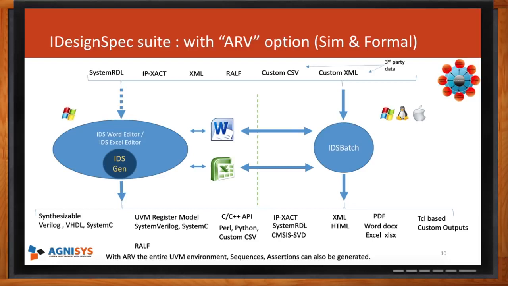Right. And actually, in order to solve that problem, what we've done is create ARV, which basically generates the entire test bench. Oh, okay. And it will generate the sequences, it will generate the tests, it will generate the environment, even the verification plan and the makefile.